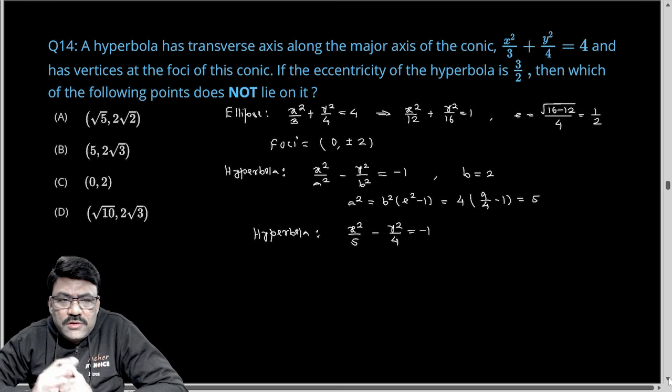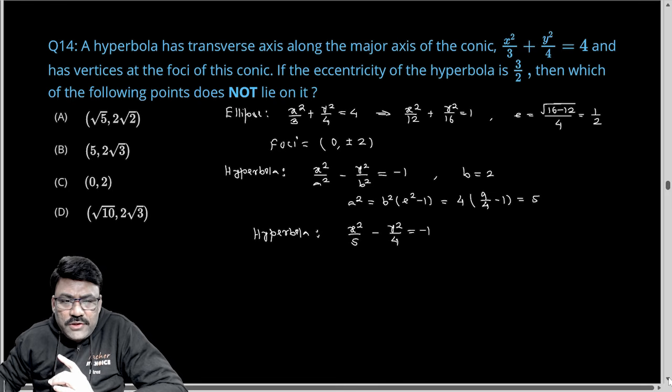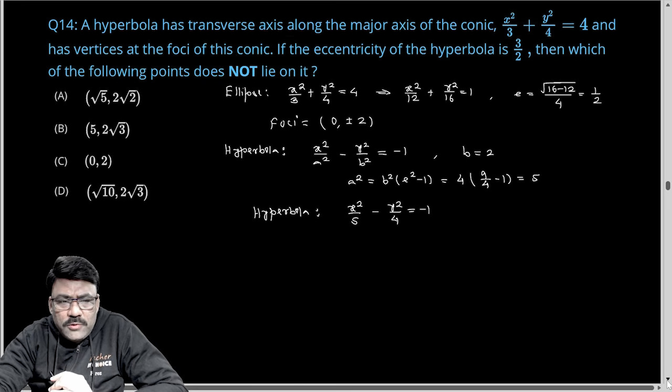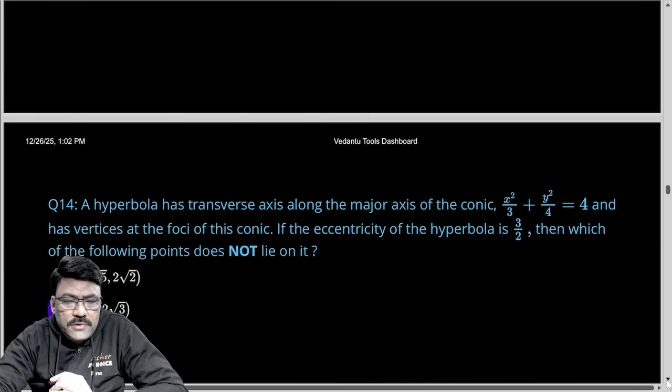So let's check the first point. If I put the first point, root 5 square by 5 means 5 by 5, which is 1. And then 2 root 2 whole square will be 8, 8 by 4 is 2. The first one satisfies. Second one, 25 by 5 is 5. And then 2 root 3 square will be 12. If I put the second point, 25 by 5 is 5 here, and here 12 by 4, it is not satisfying. So B is not satisfying, I think. Or you can check it carefully if I'm wrong. Yes, B is not satisfying.